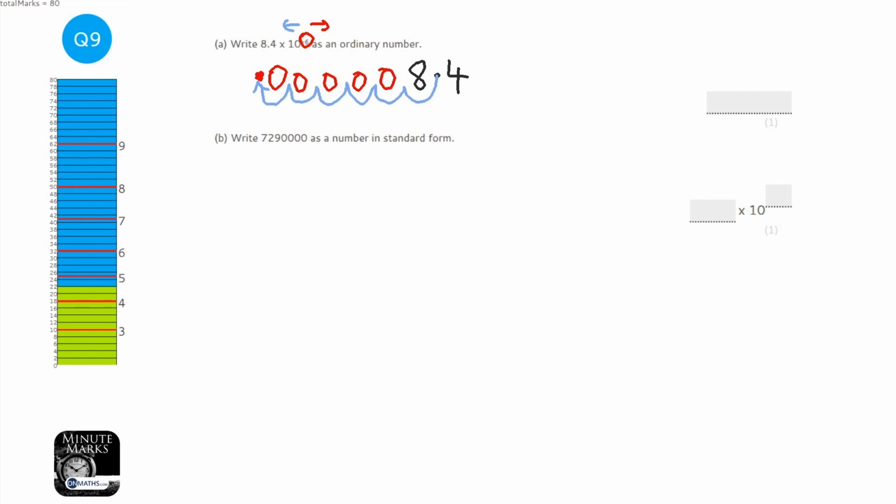And whenever you've got just a decimal point, you need to have something before it, so we put a 0 before it. So the answer will be 0.00000084. That would be the answer. So let's just count. There's 5 zeros and 5 zeros.